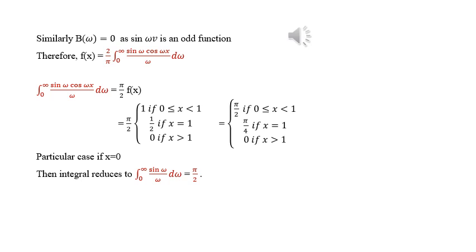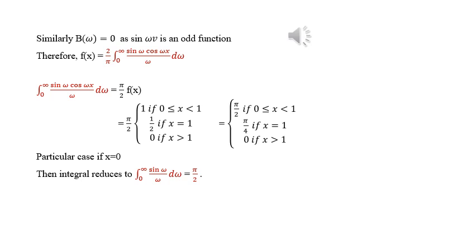Actually this is enough. But in some cases there will be questions asked to show that the integral from 0 to infinity of sin omega cos omega x divided by omega d omega is equal to pi by 2 if 0 is less than or equal to x less than 1, pi by 4 if x equals 1, and 0 if x is greater than 1. So in cases like these types, you can do it in this way.